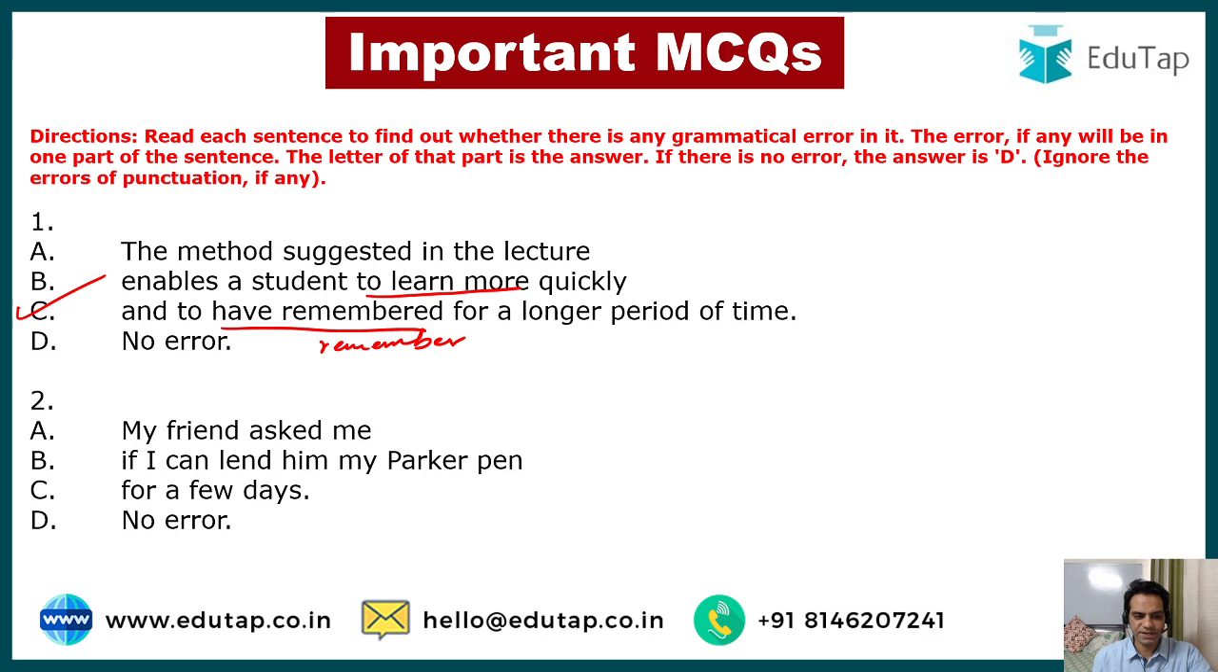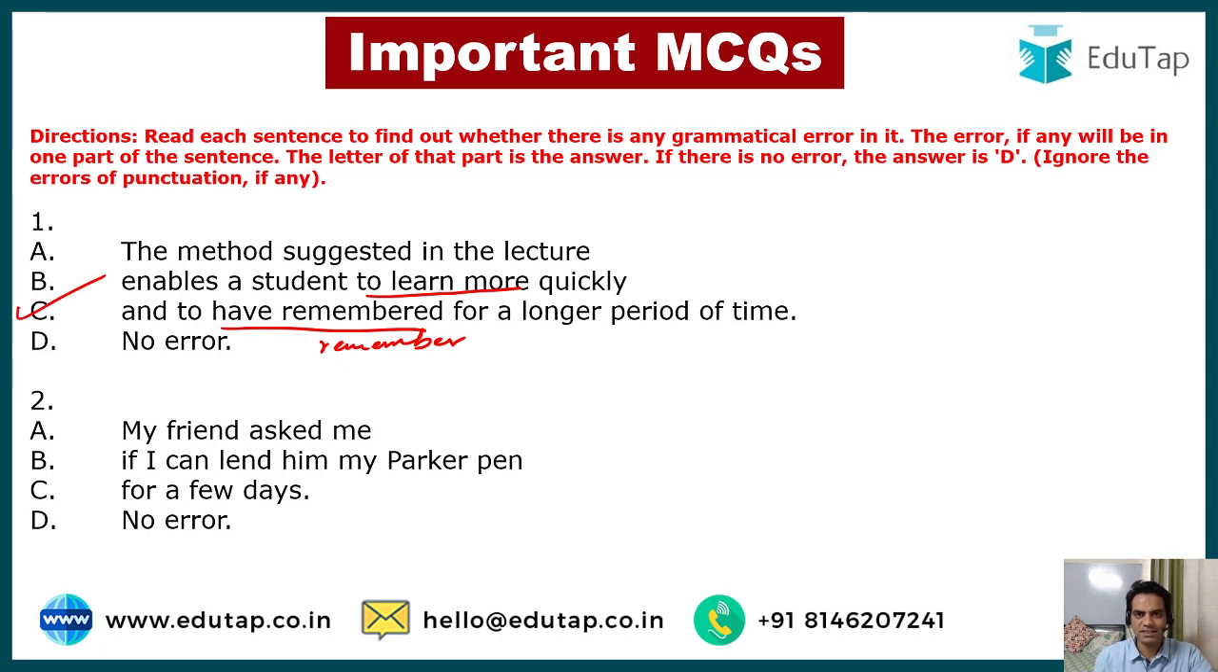Question number 2. My friend asked me if I can lend him my Parker pen for a few days. Guys, there is a possibility that there may be no error in the sentence. So if there is no error, then choose option number D. But let's look at this question, guys. Have you found the error? Yes, no. All right, guys, I have found the error.